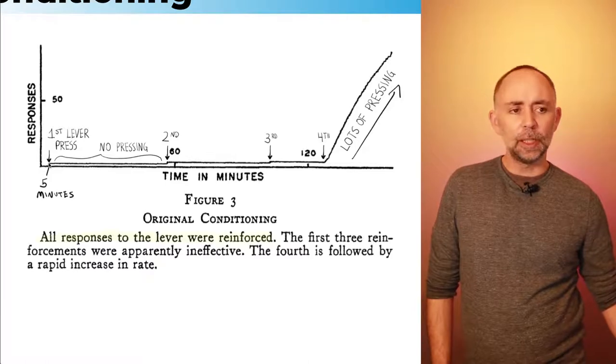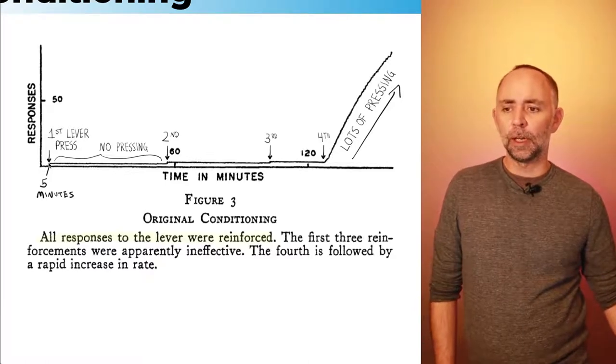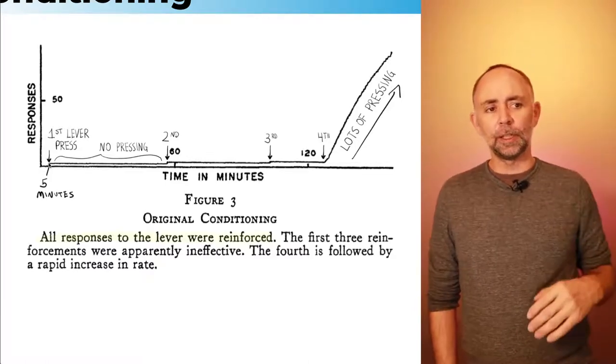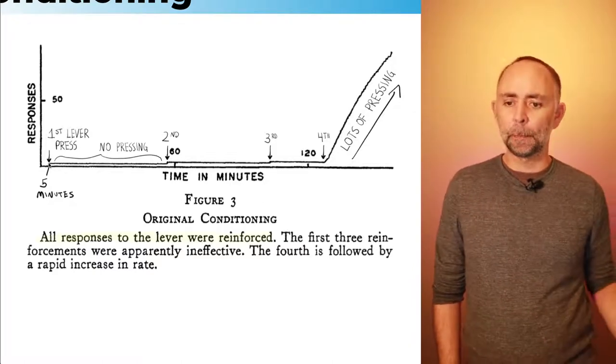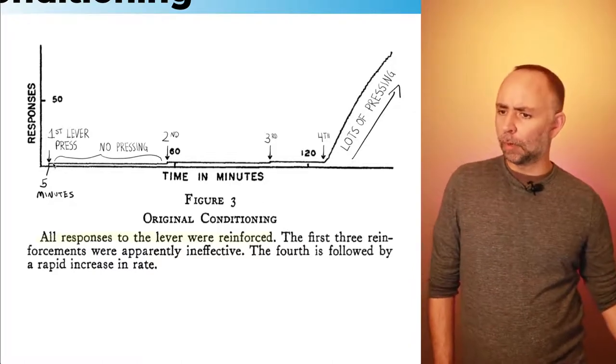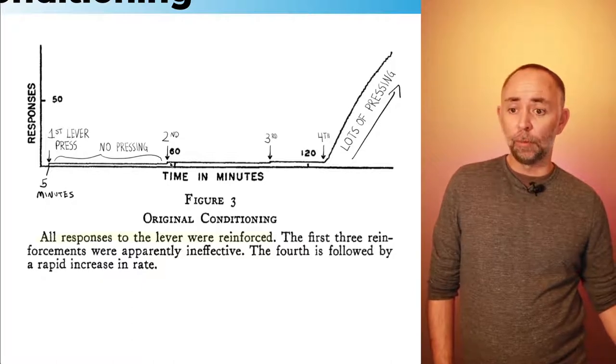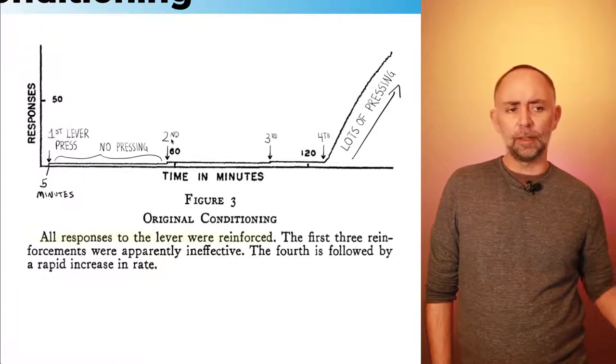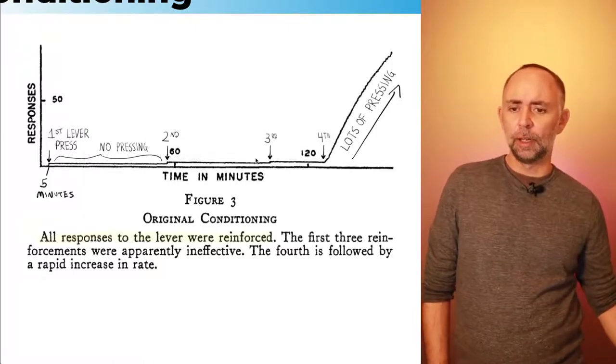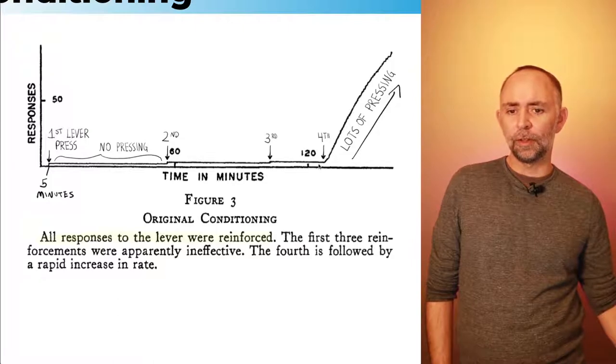At 5 minutes in, that's the first time where the animal just randomly goes over and hits that lever, right? And then look what happens. No pressing occurs for almost a whole hour. Right around here, the second lever press is made. And then right around here, the third and the fourth.